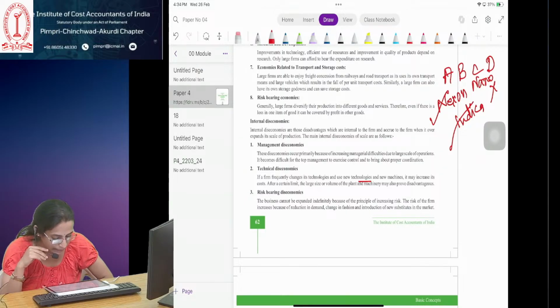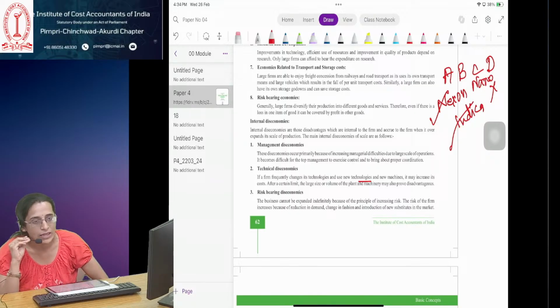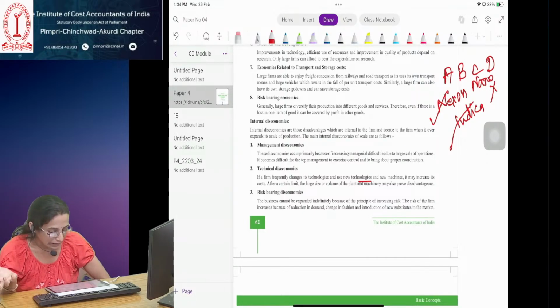Technical diseconomies. See, when the size of the plant increases, the number of people also increases, and we face certain technical issues. It can happen that people coordination is not there, or the raw material is not on time, or the raw material came but proper storage was not there, so I did not get the raw material when required. So these problems are faced. These are technical diseconomies.